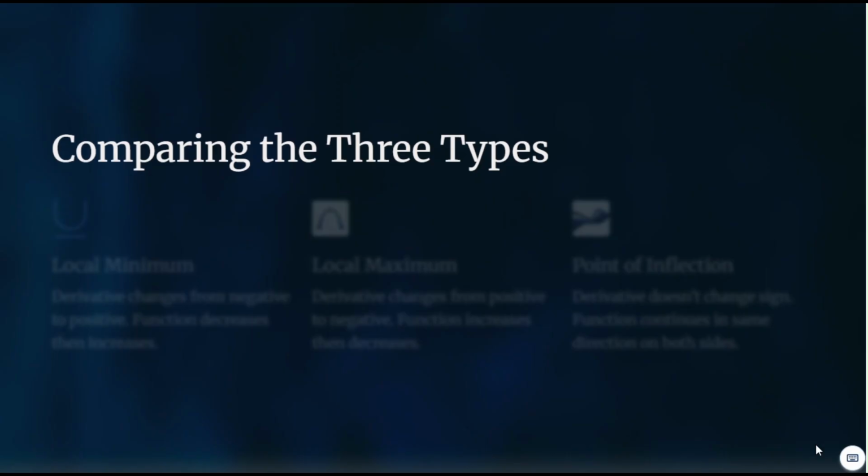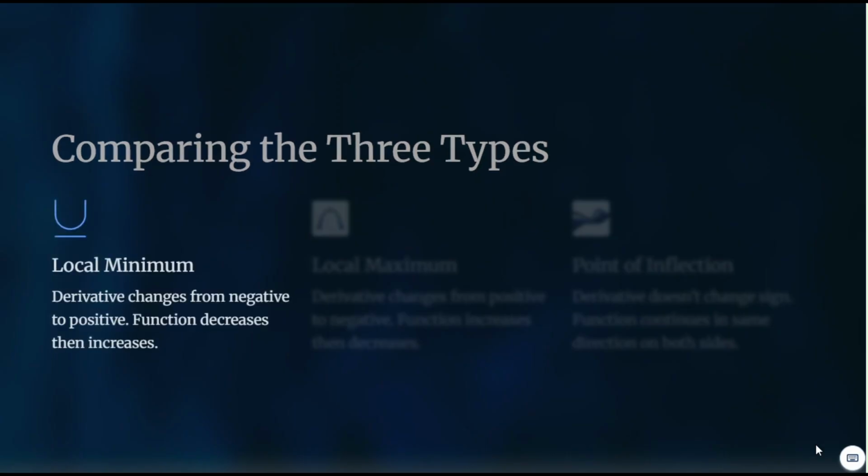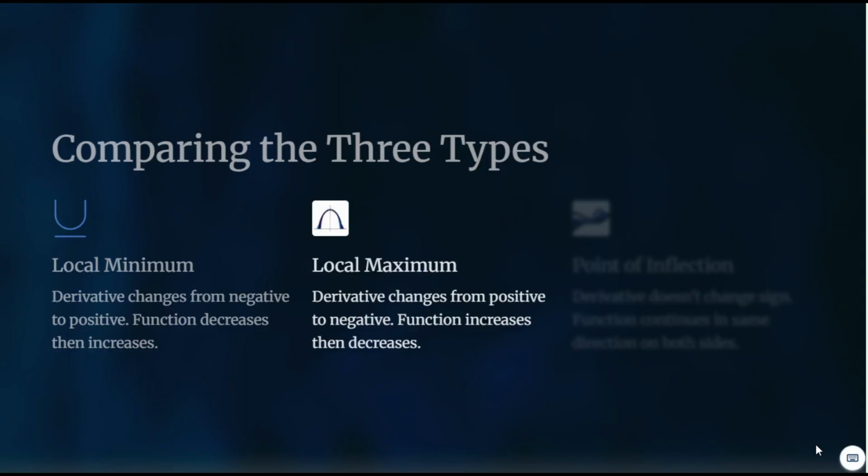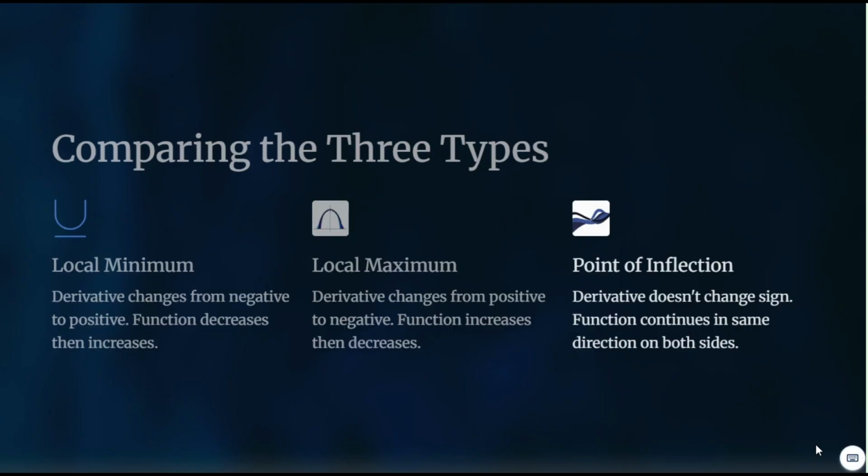Now, let's compare the three types. First, a local minimum occurs when the derivative changes from negative to positive. That is, the function goes from decreasing to increasing. The local maximum occurs where the derivative changes from positive to negative. That is, the function increases and then decreases. And a point of inflection occurs when the derivative doesn't change sign. The function continues in the same direction on both sides.